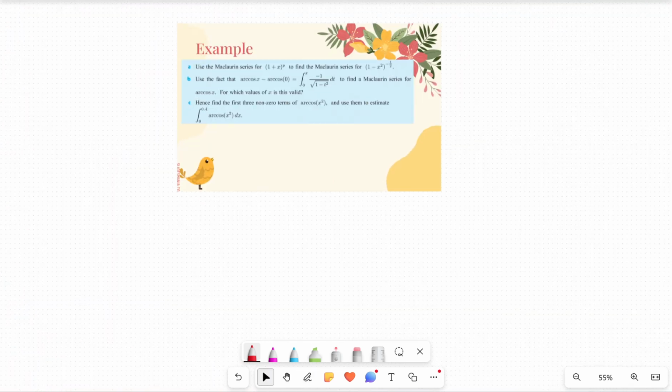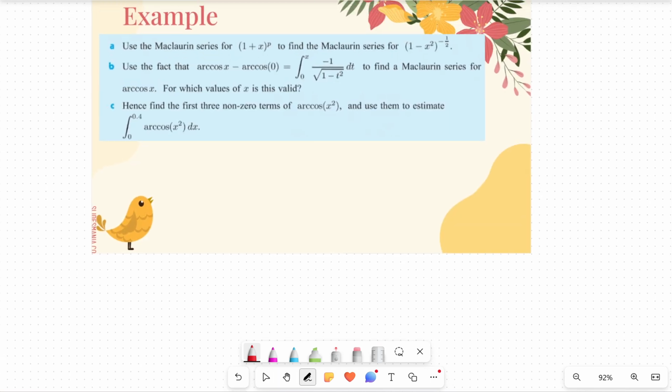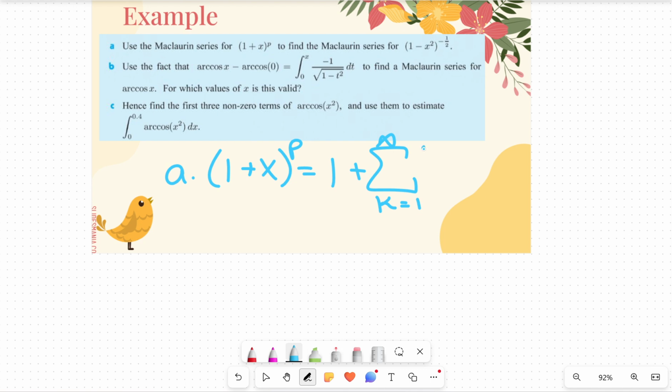All right, our last example, we're going to use the Maclaurin series for (1 plus x)^p to find the Maclaurin series for (1 minus x squared) to the negative 1/2 power. So in your formula booklet, actually I don't think this is in your formula booklet, but it's in your notes. It's just your binomial expansion. So from your notes, we have (1 plus x)^p equals 1 plus the summation k equals 1 to infinity of p(p minus 1)... all the way up until we get (p minus k plus 1), we divide by k! and then times x^k.